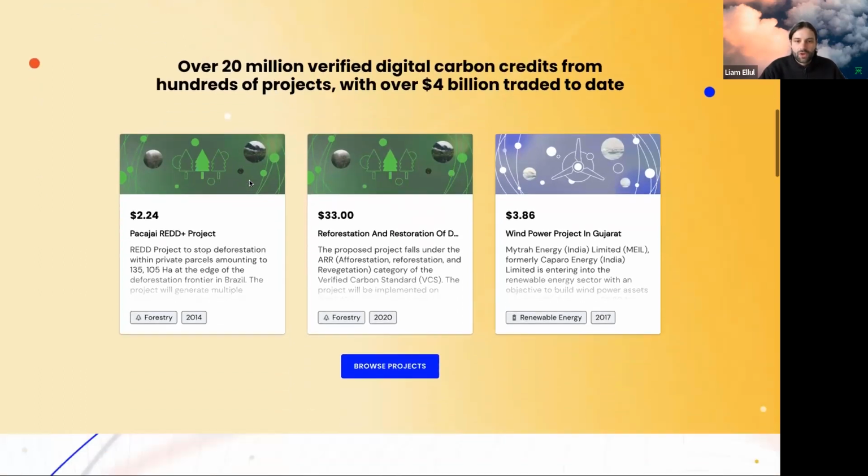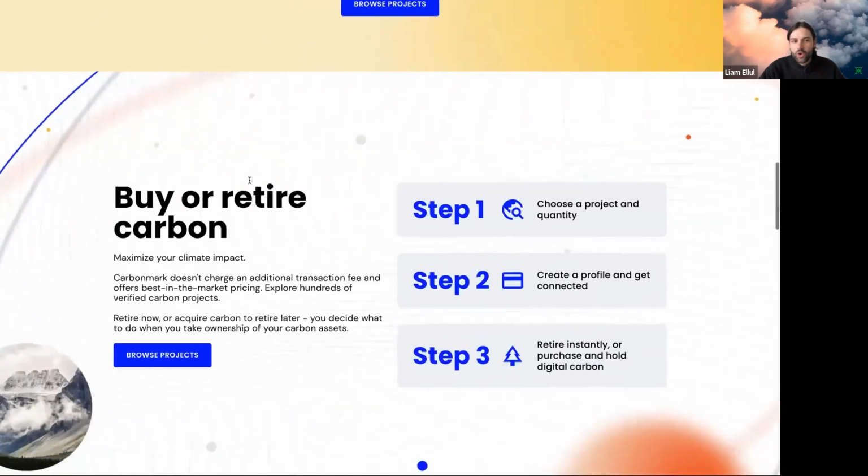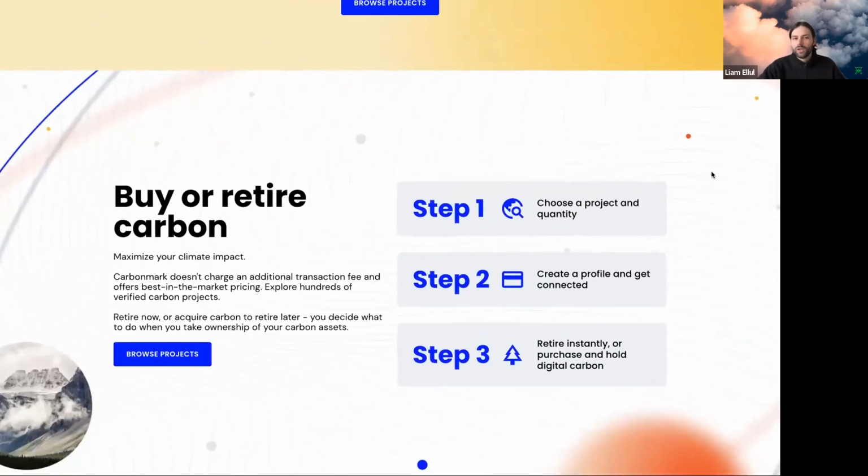So in terms of thinking about who Carbonmark is for, it's really for anybody that's wanting to easily source carbon, people who want to search for projects easily and purchase easily and retire easily. Some of the user groups that we're working with are environmental consultants working with clients that are just looking for a simple solution to source carbon for their clients, or value-added resellers of carbon, to name a few.